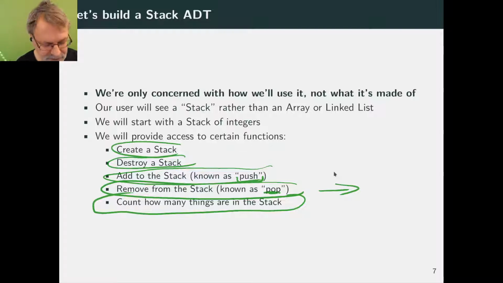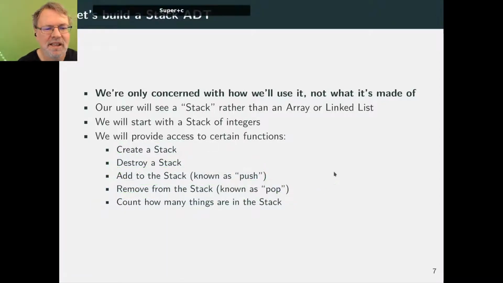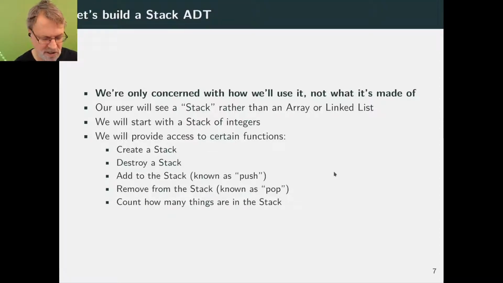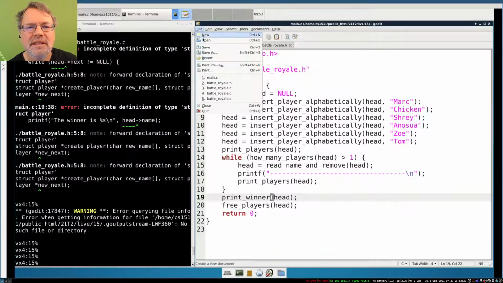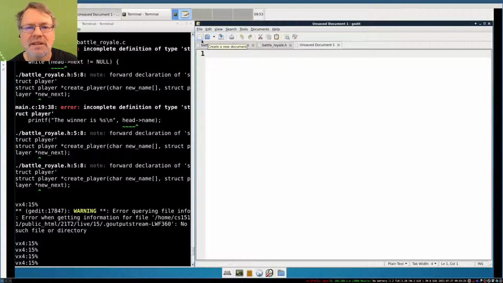So let's look at how we might code this up. How would we do this? How would we define the interface to all of this in C? And then how would we implement it? Well, let's have a look. New file. So what would be my interface to the stack?